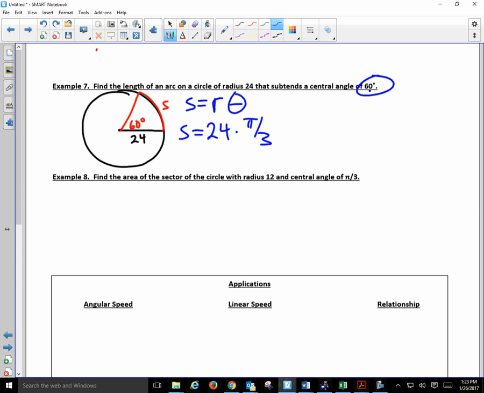Pi over 3. If you're wondering how I got pi over 3 from 60, you haven't been paying attention really well in class the past few days. Okay, we practiced every day converting that to radians. We got pi over 3. Multiply, S is equal to 8 pi. Done.